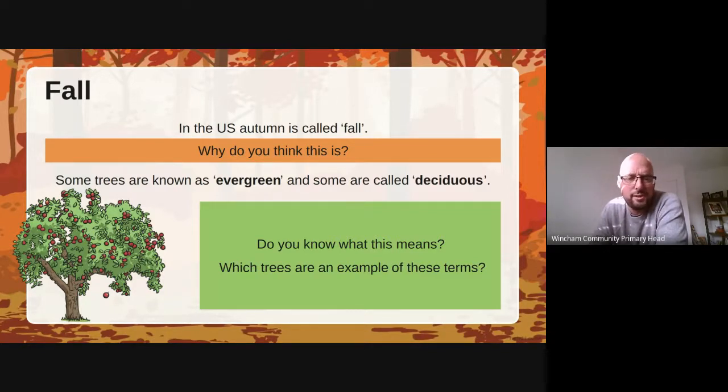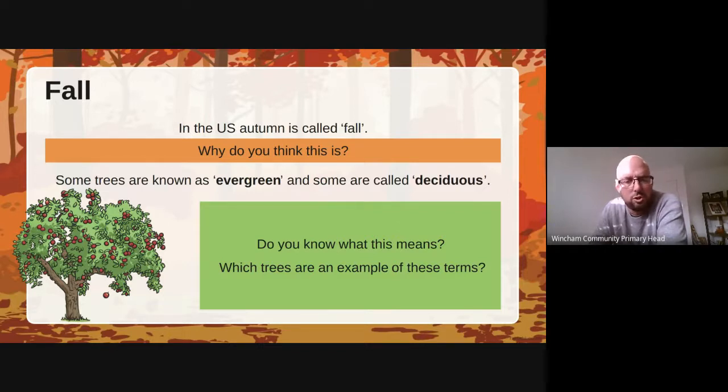We know that some trees are evergreen and some are deciduous, and some of you will have learned those things in science. So remind me what a deciduous tree is. That's right, a deciduous tree is one where the leaves fall off in the autumn. And a tree that keeps its leaves right the way through the year is called evergreen. And it's obvious, evergreen is always going to be green forever.